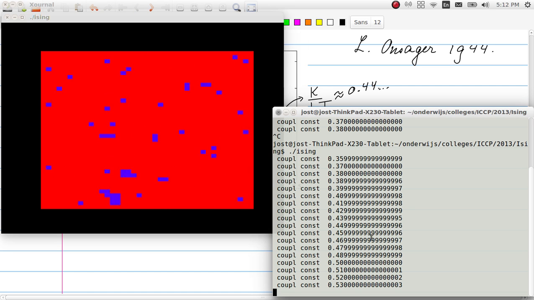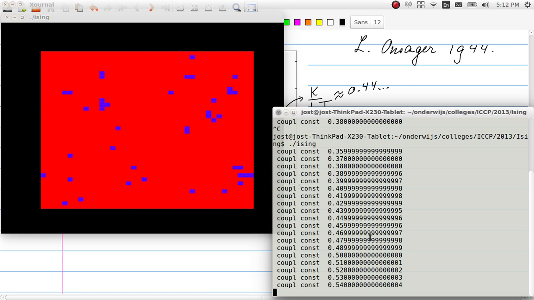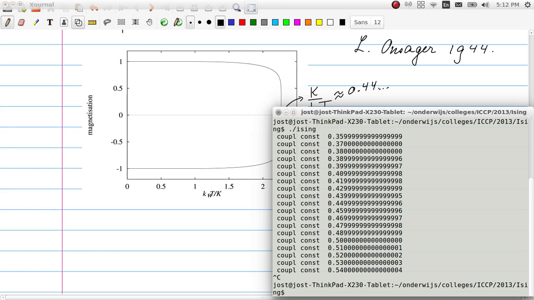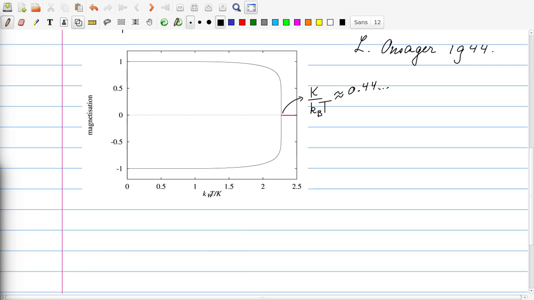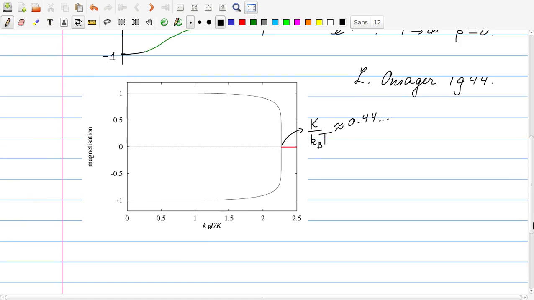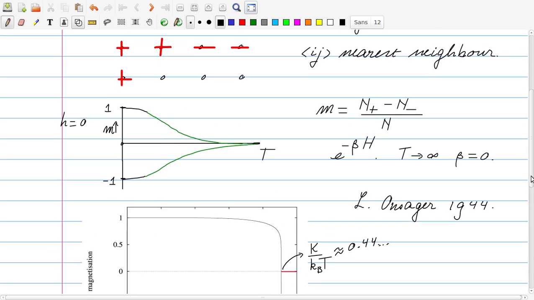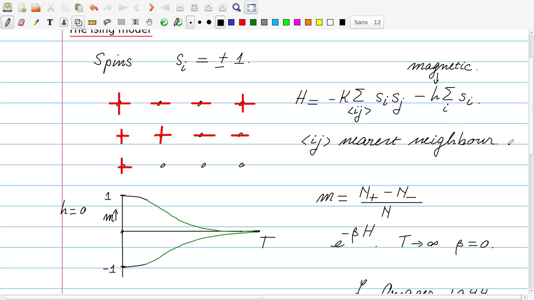And that should be enough to have an impression of the behavior of the Ising model at zero magnetic field. So what happens when we switch on a magnetic field? Then the picture changes somewhat. So suppose we switch on a small positive magnetic field H.